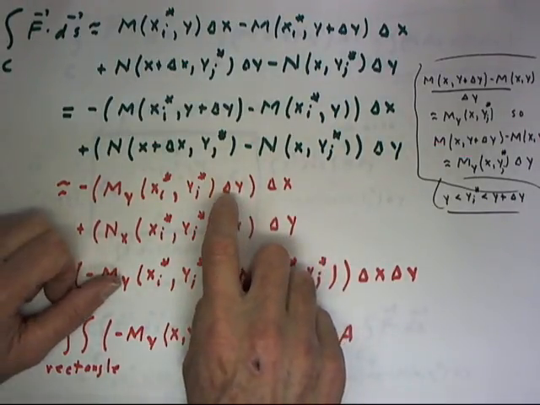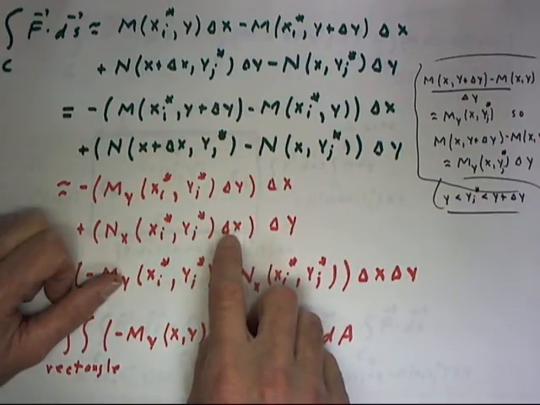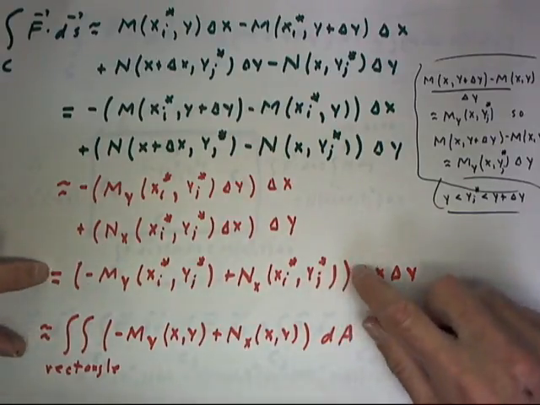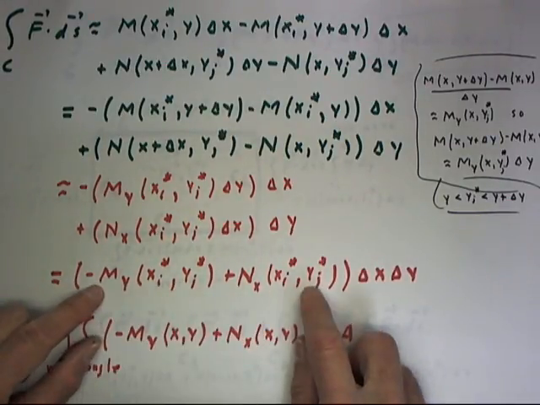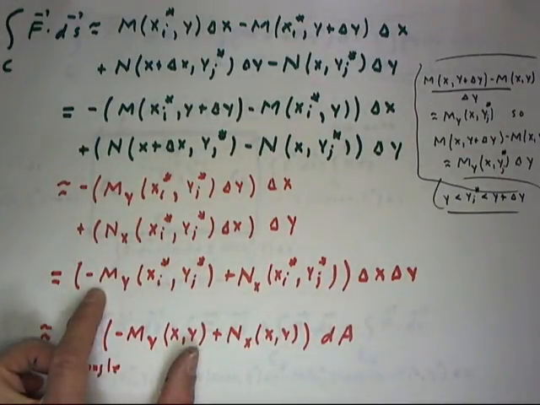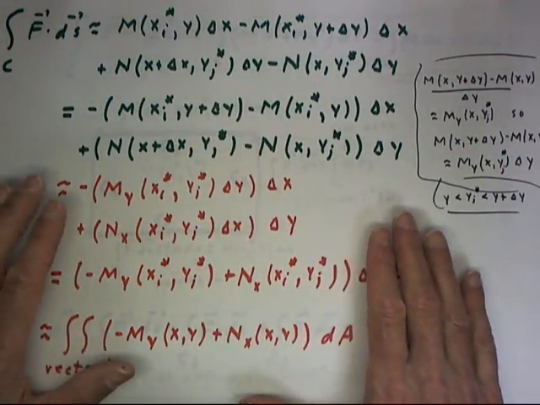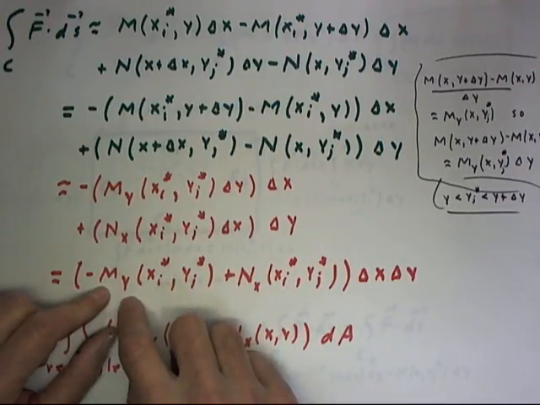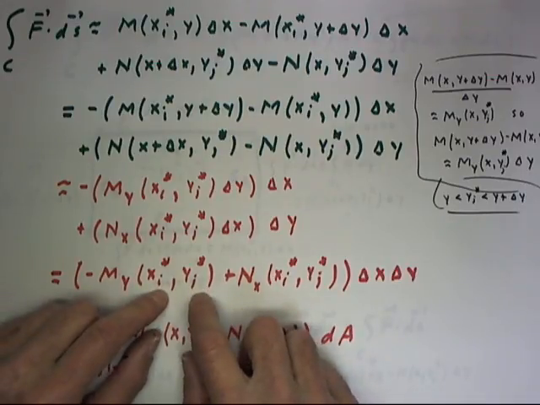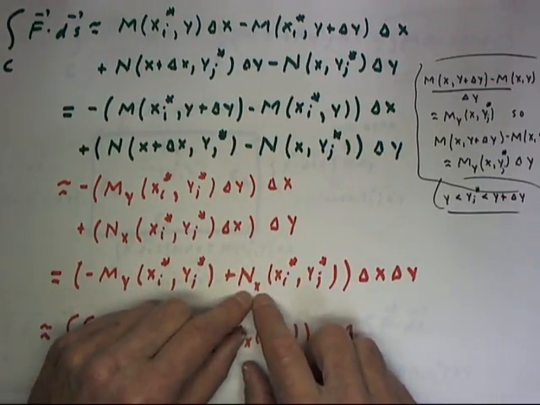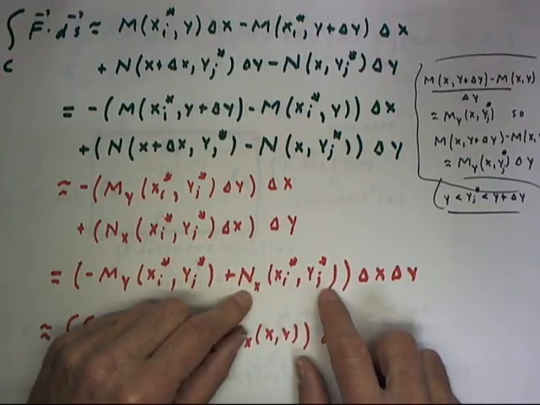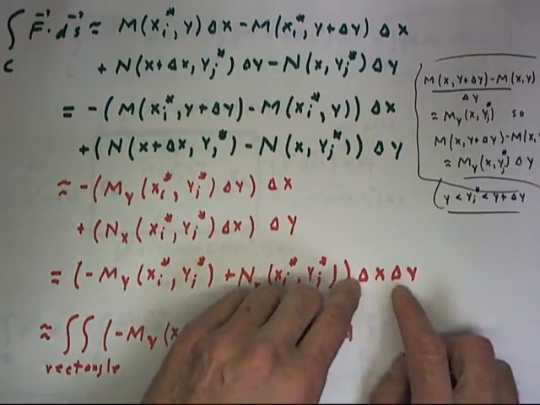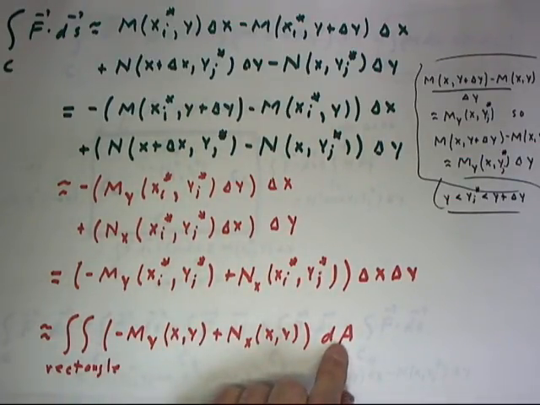Now we notice that we have a factor delta y delta x here and a factor delta x delta y here. So let's just factor out delta x delta y and see what we have left in the middle. And that's just this. And just what is this? Well, this is the negative of our m_y function evaluated at our sample point plus our n_x function evaluated at the sample point multiplied by the area of the region. Well, the area of the region we can represent by a delta A.